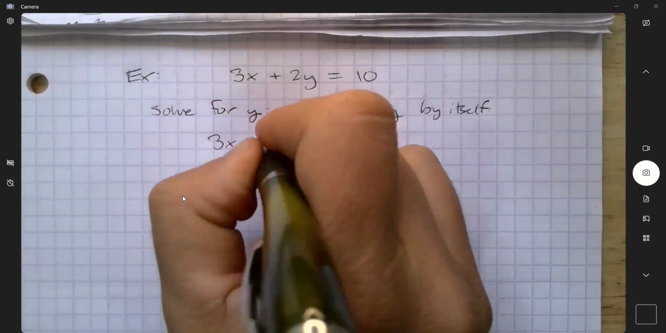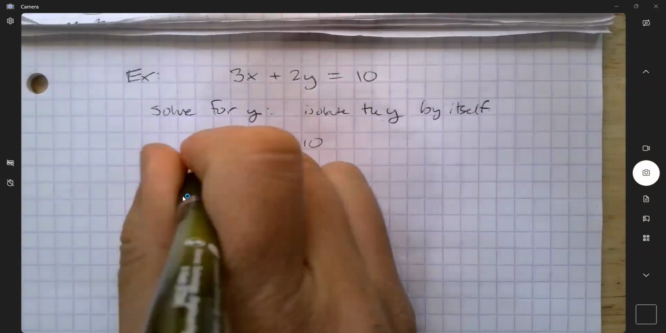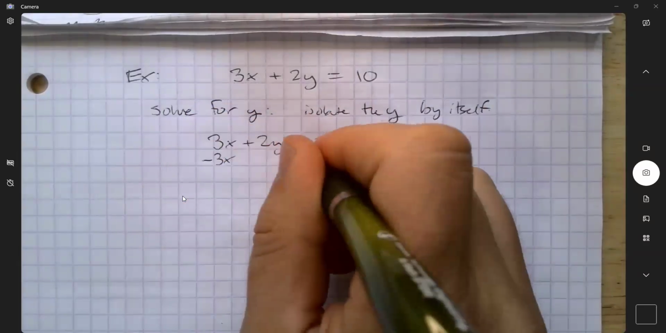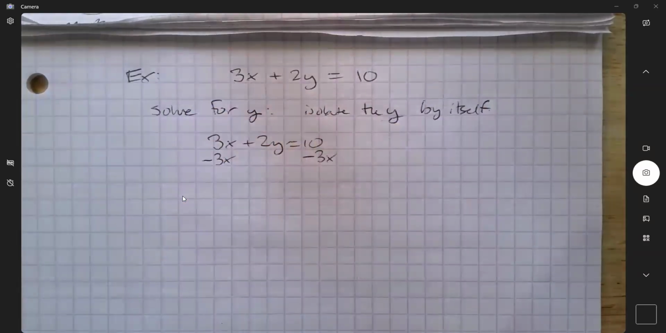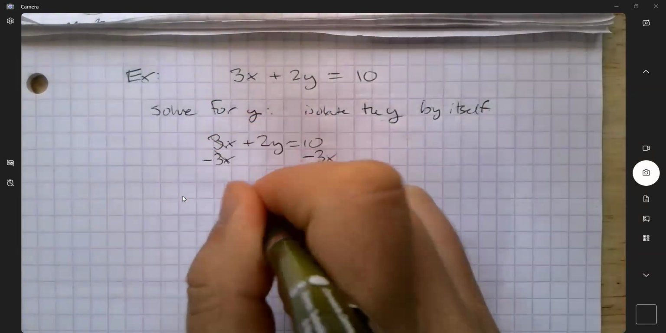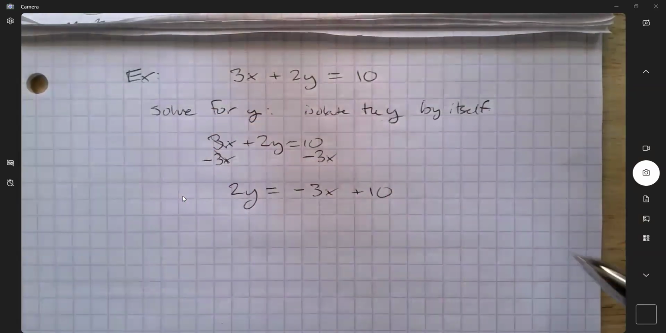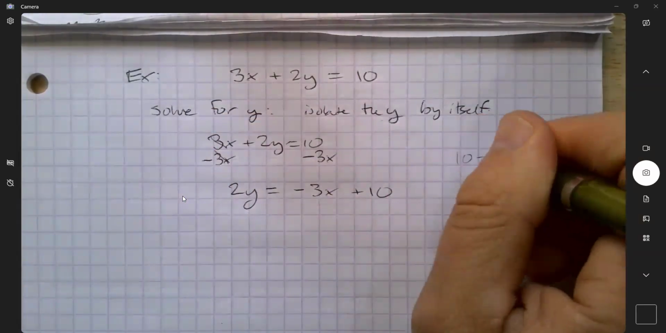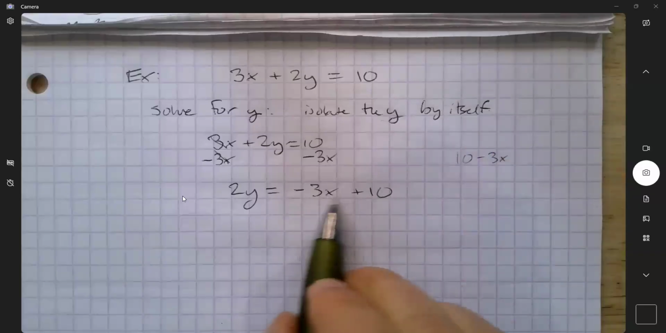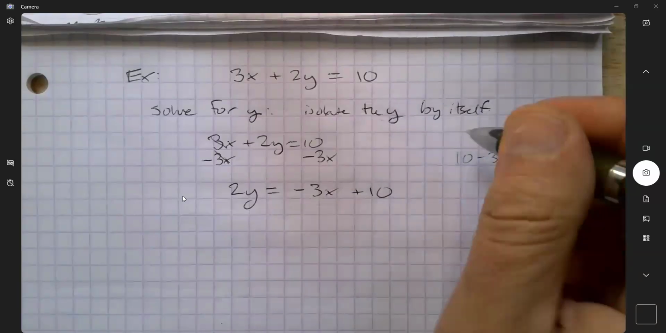So I take 3x plus 2y equals 10, and I want to isolate the y. So let's start by getting the 3x on the other side. So subtract 3x from both sides, which will cancel here. And I have 2y equals negative 3x plus 10. You could also see that as 10 minus 3x, but this is going to get us towards our slope-intercept forms for functions, so I like to put the x before the 10.